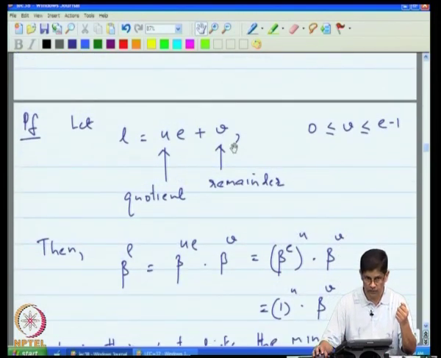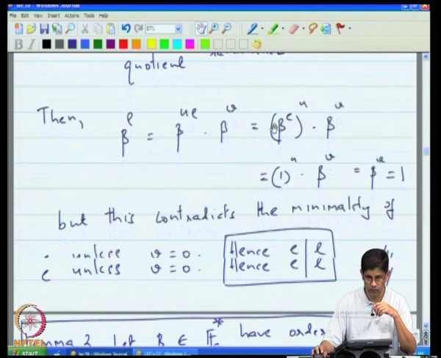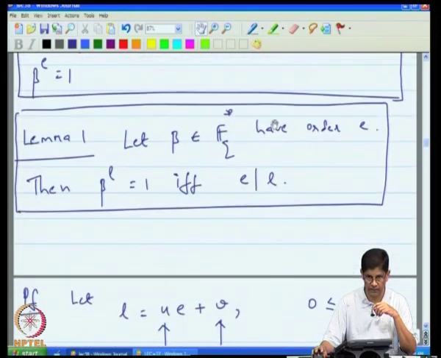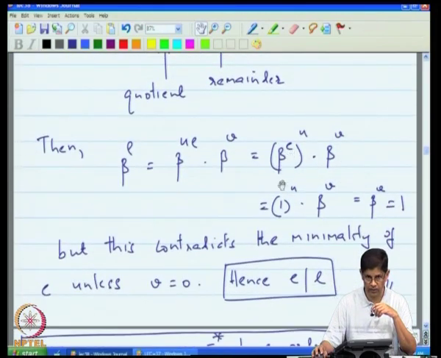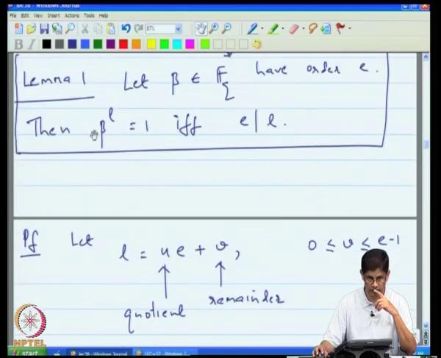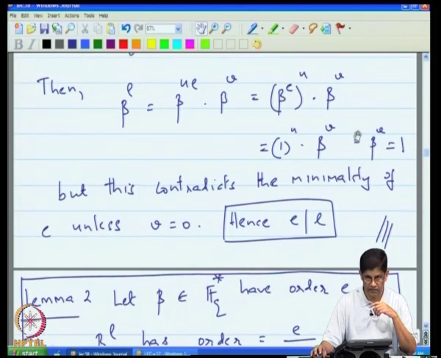So, now from this we can say that beta to the L is beta to the u e plus v, which is beta to the u e times beta to the v. But this can be rewritten as beta to the e, to the u, times beta to the v. But beta to the e is 1, the reason being that we have defined e as the order of beta. So, by definition beta to the e is 1. So, that is 1 times beta to the v, which is beta to the v, which is 1. Why is that? Because by the hypothesis of the theorem, beta to the L is equal to 1, which implies that beta to the v is equal to 1.